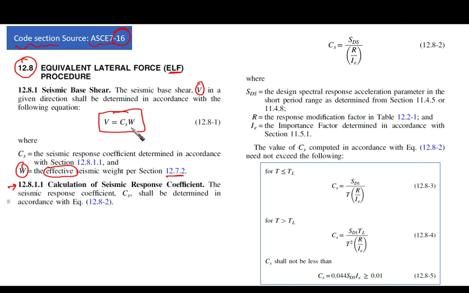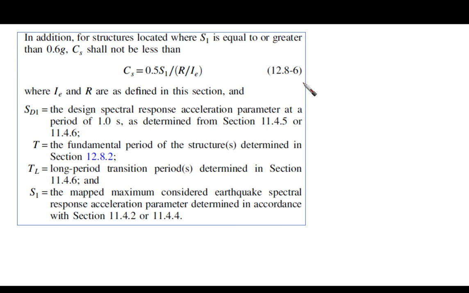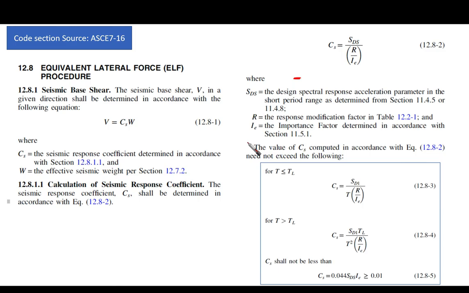You can revisit the section and the video to understand the meaning of the weight. At the same time, the calculation of the seismic response coefficient CS is going to be determined in accordance with, as we are going to see, five equations that control it. So we have equations 12.8-2, -3, -4, -5, and -6. Okay, so we have five equations, and I'm going to explain all of them now.